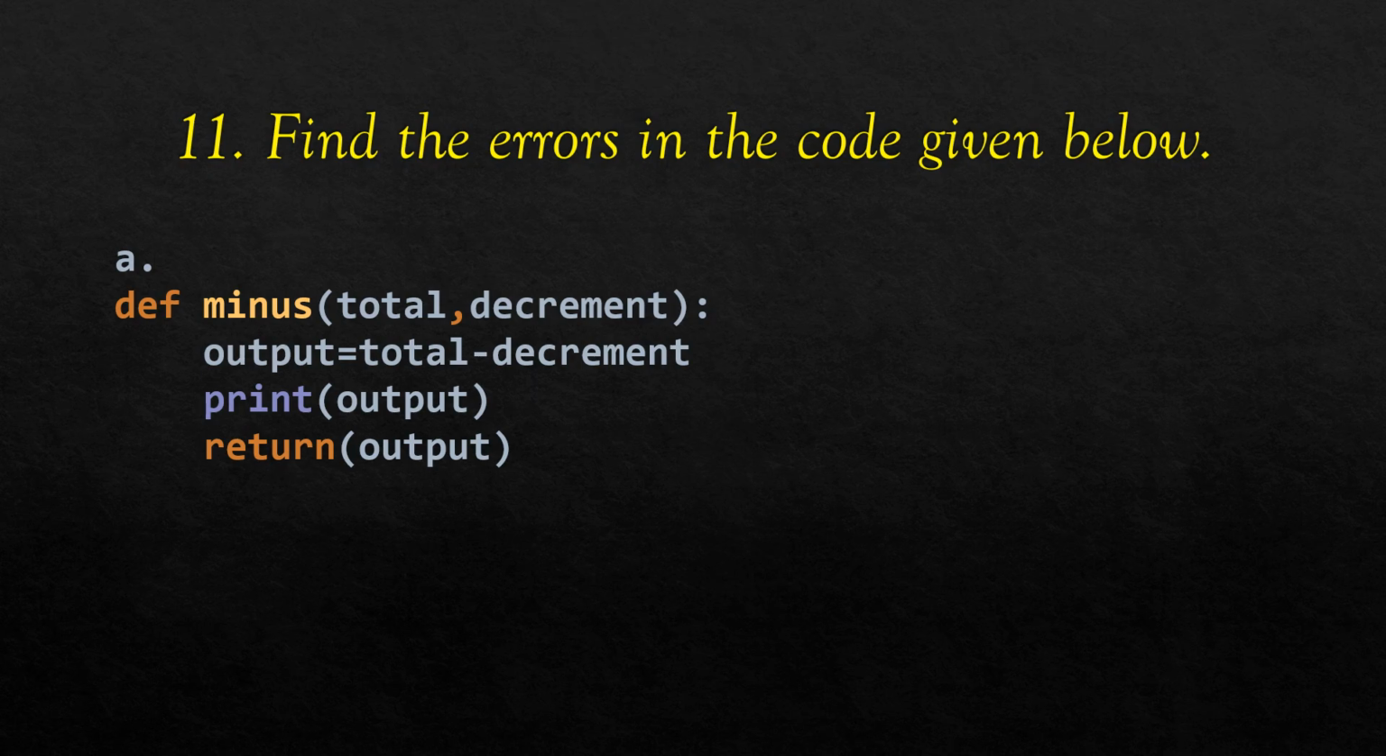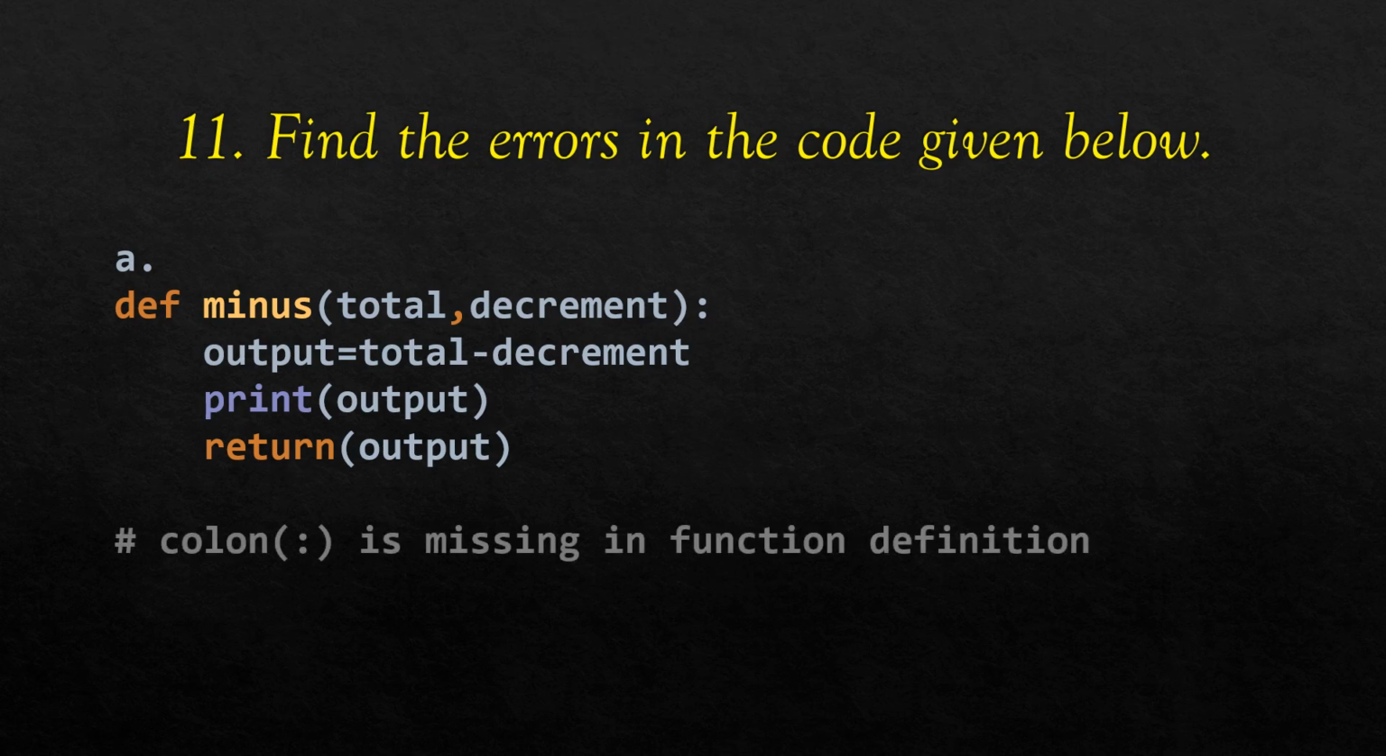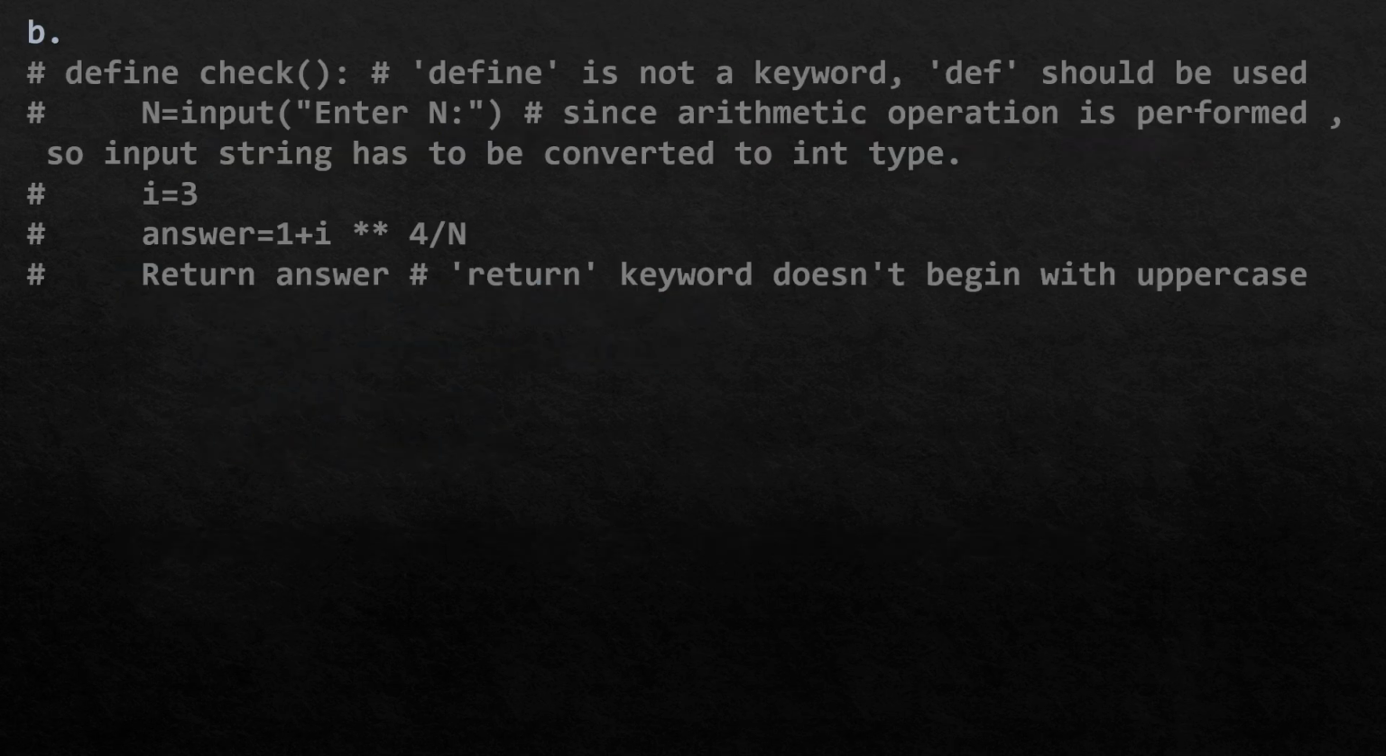Find the errors in the code given below. So there is a function which is defined over here, and there is absolutely no error in this. However, only the colon was missing in the function definition, which I have given over here. Once you put the colon, it will work perfectly fine. And because the print statement is there before the return statement, the entire function body will be considered, no problem.